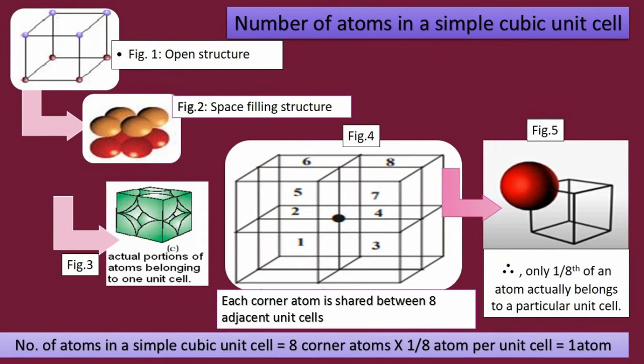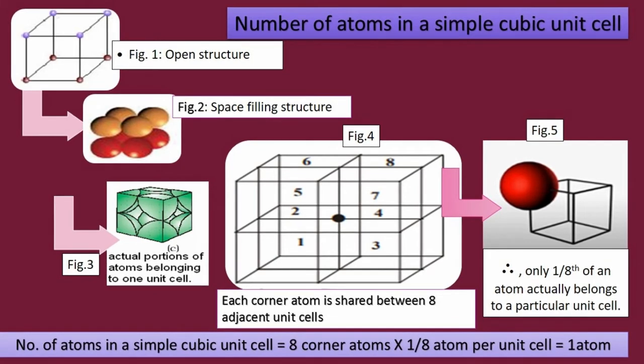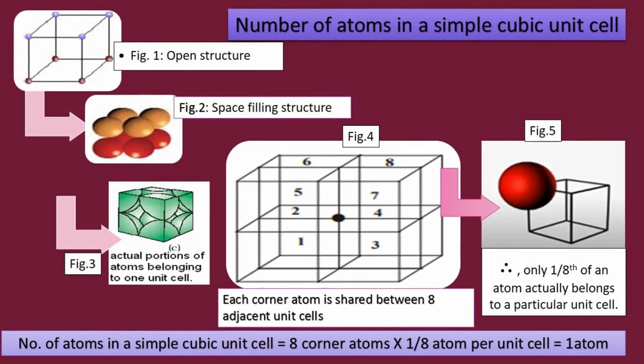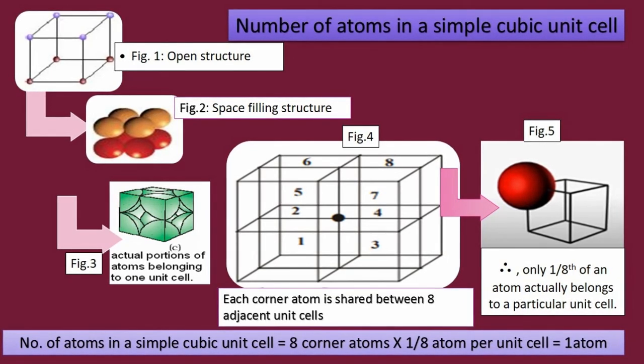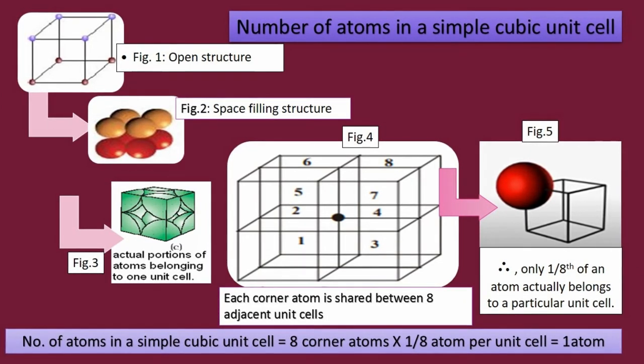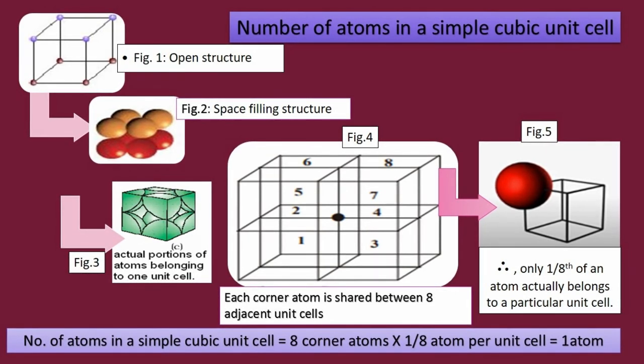And from figure 5, it is evident that each atom at the corner contributes 1 by 8 of its original volume to each unit cell. There are 8 atoms at the corners. Thus, the number of atoms in a simple cubic unit cell is equal to 8 corner atoms into 1 by 8 of an atom per unit cell. So it will be equal to 1. So you need to remember, the number of atoms in a simple cubic unit cell is equal to 1 atom.